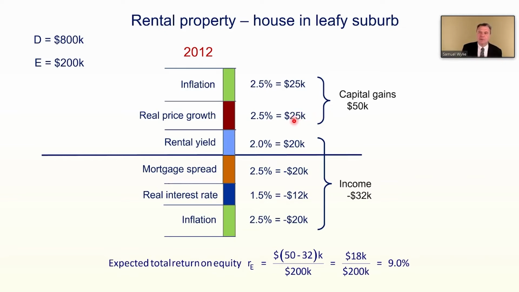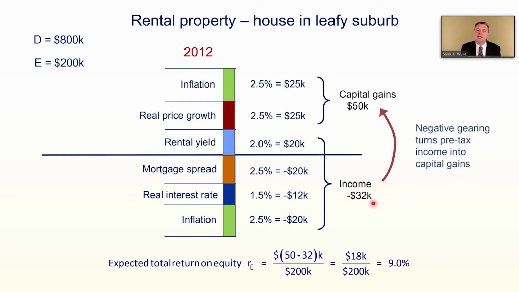Some years we'll have lots of capital gains. Some years we may have capital losses. But in any case, capital gains of 50K and income in our example of minus 32K. So our rent, this is the negative gearing, our debt payments of minus 52,000, the 6.5% on the 800K mortgage, minus 52,000 going out, 20K coming in. So a net loss of 32K. Now you can see here, negative gearing is a strategy of turning pre-tax income into capital gains. That's what negative gearing is. That's the essence of the strategy.